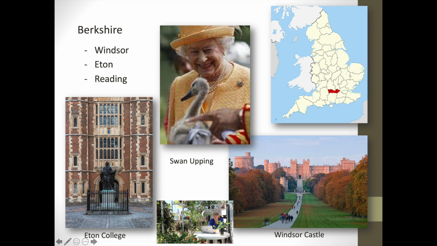One of the interesting things that happens in Berkshire on the River Thames is a tradition of swan upping. Each year they count and number the swans that live on the River Thames, because according to the law, all swans belong to the Queen, and she's the only one who can eat them. I'm not sure that the royal household continues to eat the swans, but historically they could, and that is why the swans had to be controlled and counted each year.